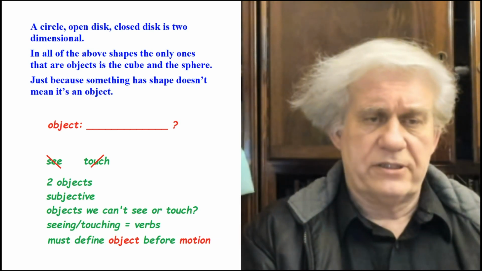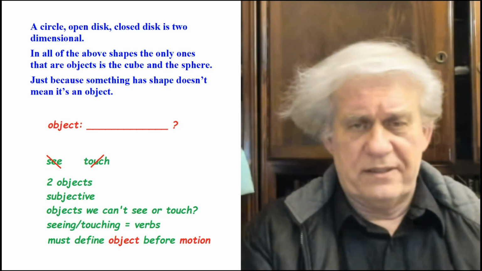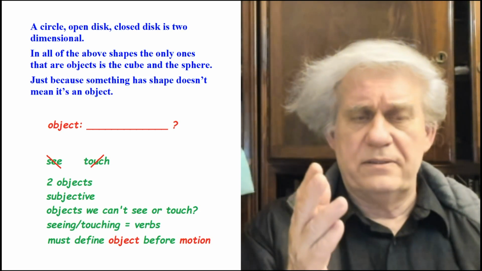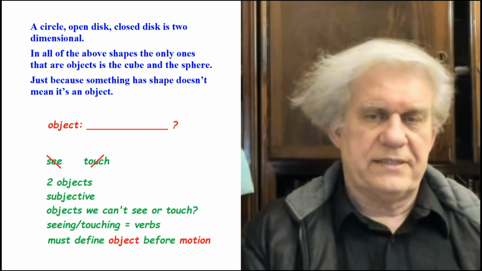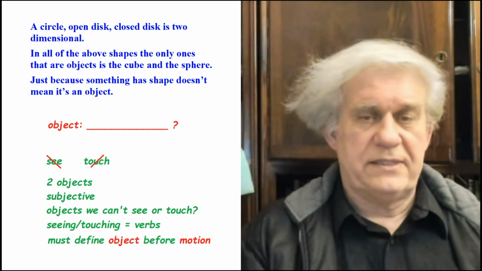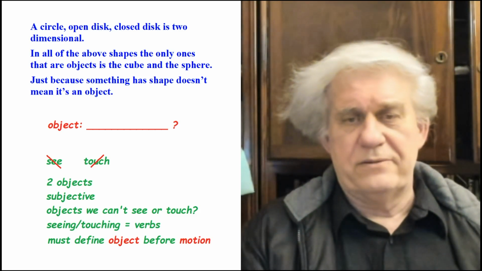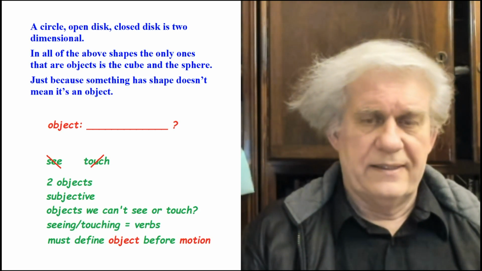It involves two objects. Whenever you see or touch, you're talking about something that's seeing, something that's touching, and the object in question, the target object. So you need two objects to define object, with see and touch. Second, it's subjective. Did you really see that spirit move the curtain? And yeah, you were on drugs that day. You were drunk, whatever. You were high.